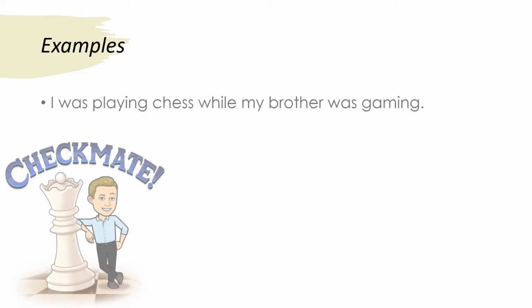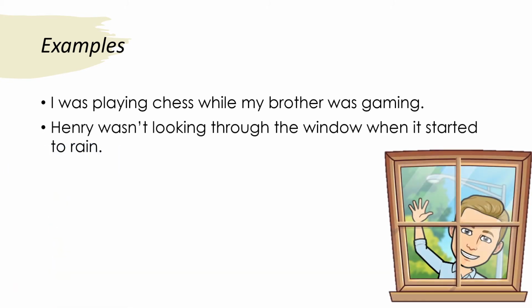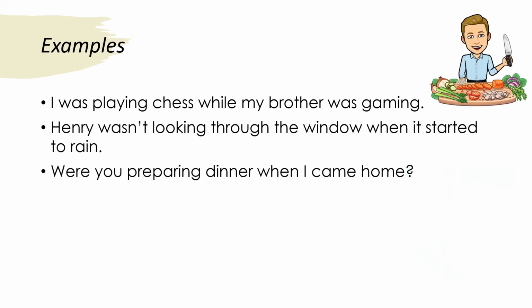Take a look at the following sentences. I was playing chess while my brother was gaming. Henry wasn't looking through the window when it started to rain. Were you preparing dinner when I came home? All three sentences use a past continuous. The first is an example of an affirmative one, the second a negative sentence, and the last is a question.